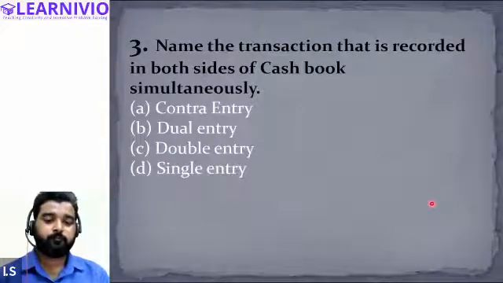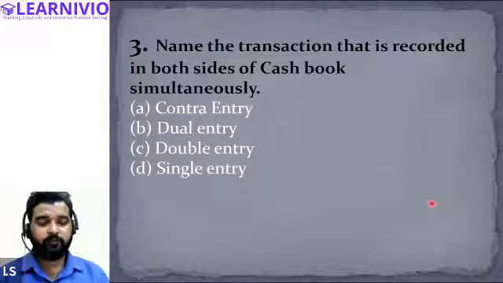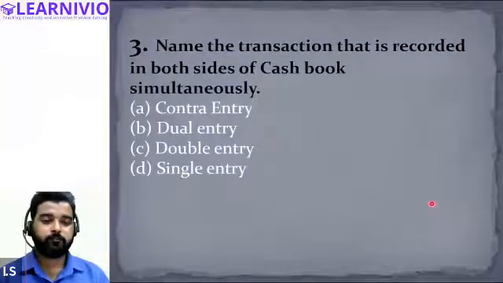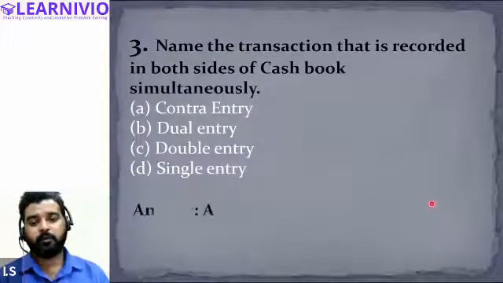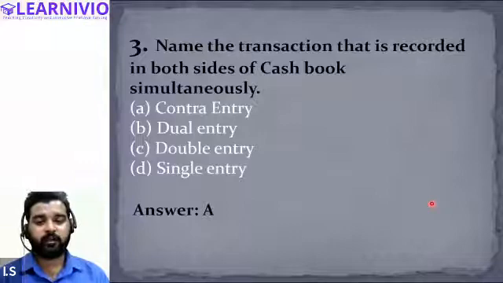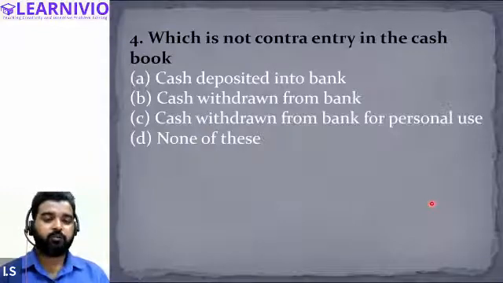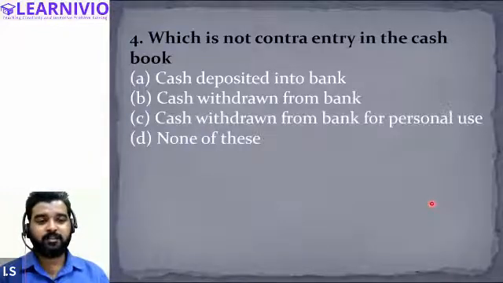Contra entry. Right, contra entry. We have covered this in the previous class. Contra entry. Peer, is it clear to you also? Yes, sir. Okay, so in this case also we have answer A as the correct answer. Now tell me which of these transactions is not treated as a contra entry in the cash book.